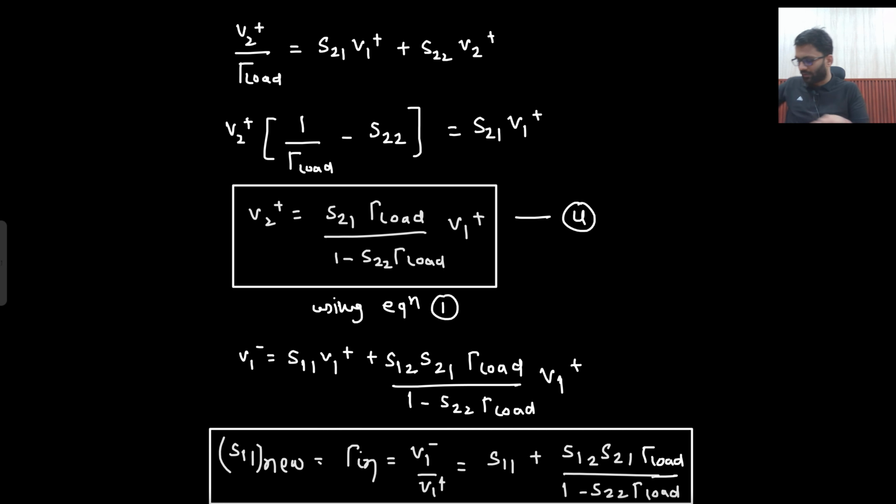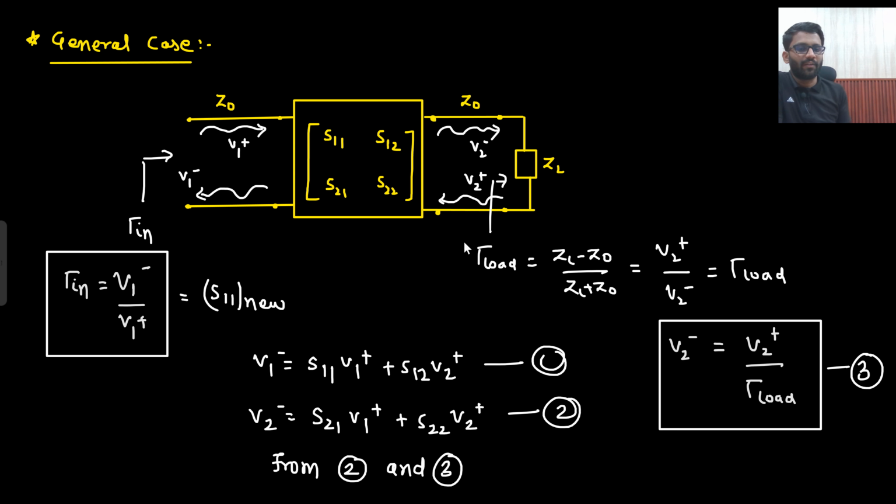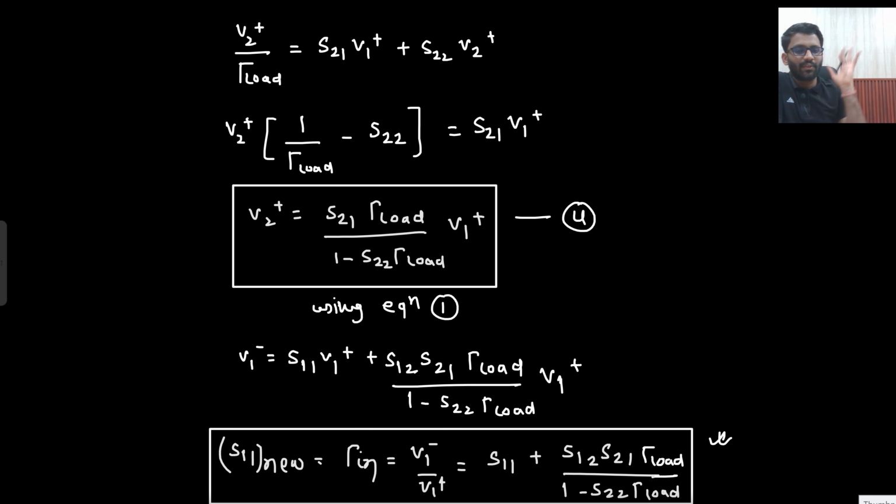Let me check if the calculations are correct. S11 plus S12 S21 gamma load over 1 minus S22 gamma load. Yeah, this is the answer. Any kind of load they can give. First you find gamma load, then you find this relation and put it here. This final answer you don't need to mug up.